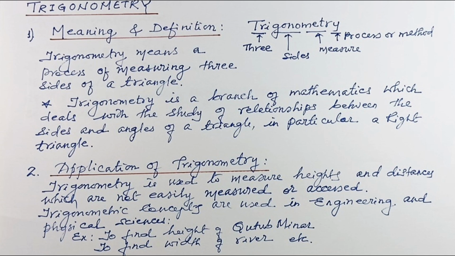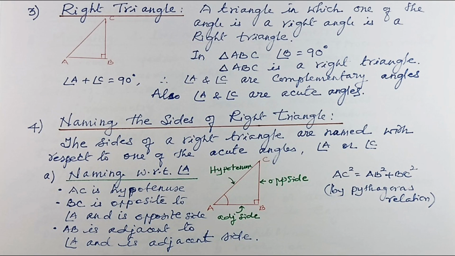Now, trigonometry has its own applications. Trigonometry is used to measure heights and distances which are not easily measured or accessed. Trigonometric concepts are used in engineering and physical sciences. For example, we can find the height of the Qutub Minar, which is otherwise difficult to measure. We can measure it with the help of trigonometry. And so also the width of a river, the height of a hill, and all those which are not easily accessed can be measured with the help of trigonometry. Remember that.